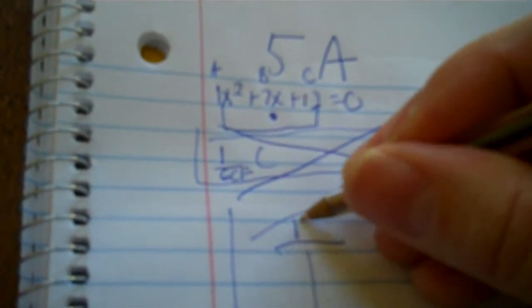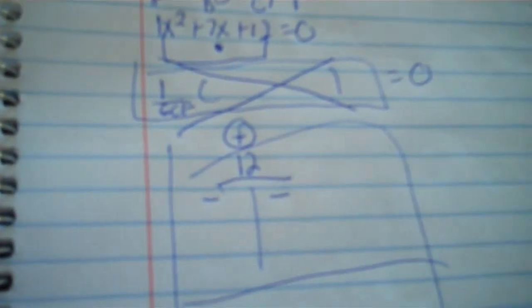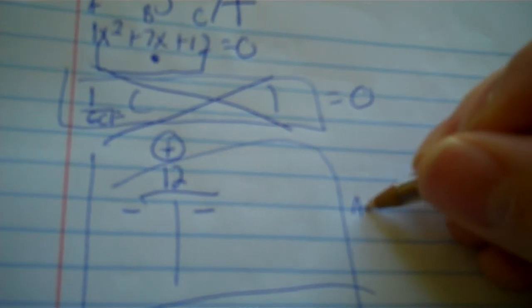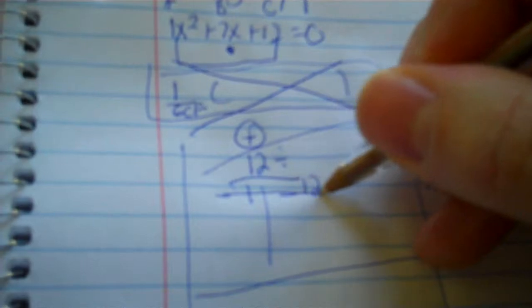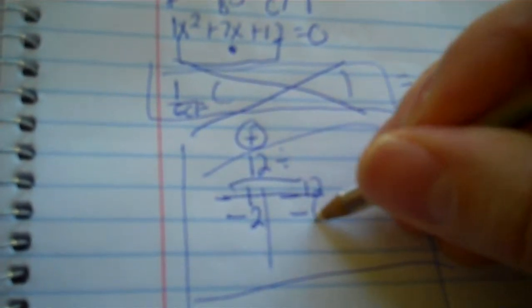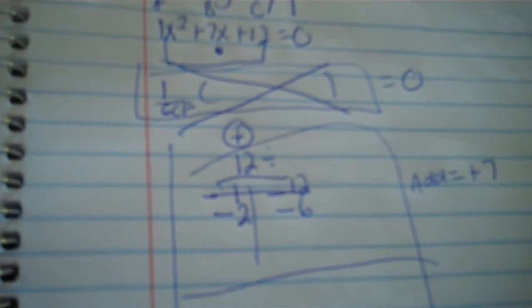1 times 12 is 12, it's positive. So put the signs negative, negative when you get a positive, because a negative times a negative is a positive. And we have to add to try to come up to positive 7. Okay. So 12 divided by 1 is 12. That adds up to negative 13, so it can't be that. 12 divided by 2 is 6. That adds up to negative 8. That's close, but not quite.